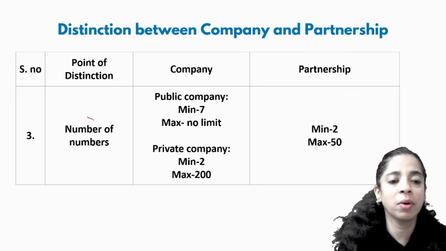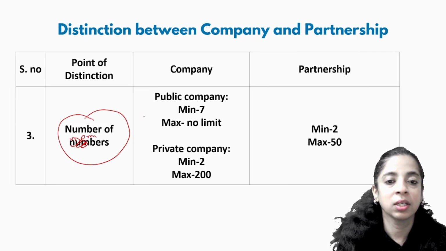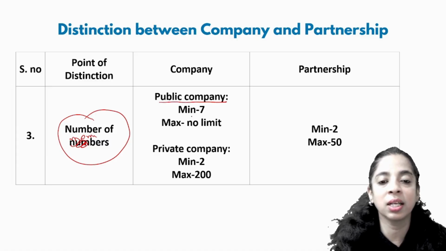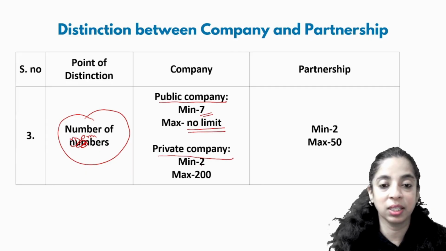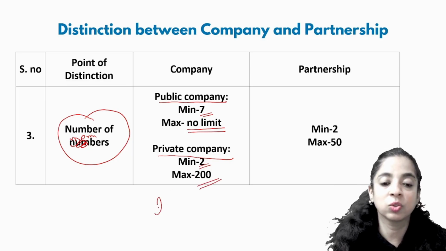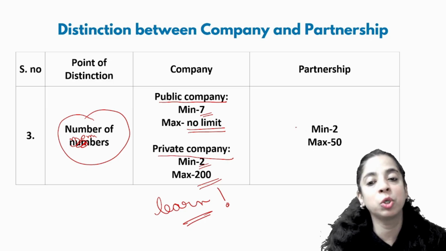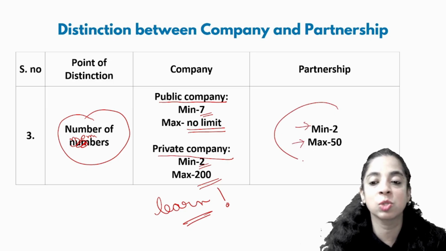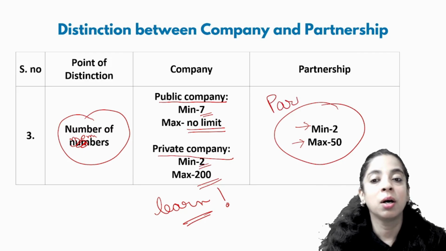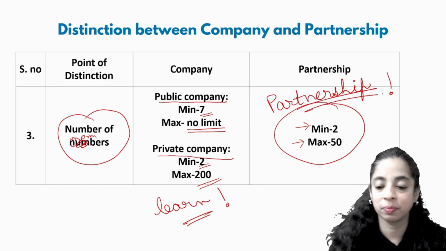In a company, if you talk about the number of members, if it is a public company, then the minimum is 7 and there is no maximum limit. But if it is a private company, then the minimum is 2 and the maximum is 200. This is very important, please learn it by heart. In a partnership, a minimum of 2 has to be there and a maximum of 50. I have explained this in detail in the chapter Partnership. If you haven't watched that, please watch. There are 2 parts of the chapter Partnership, a very important chapter as well.